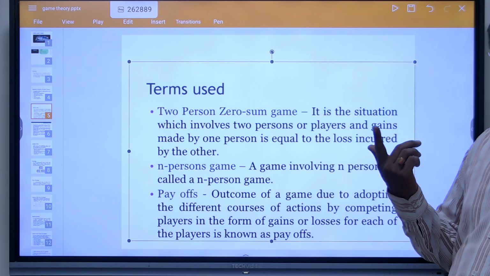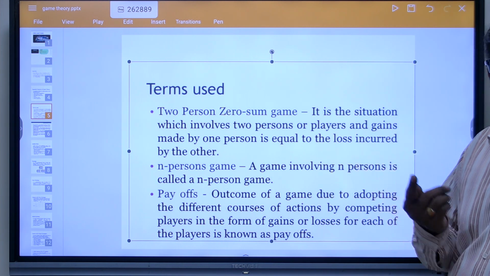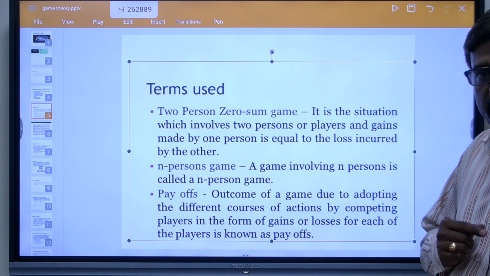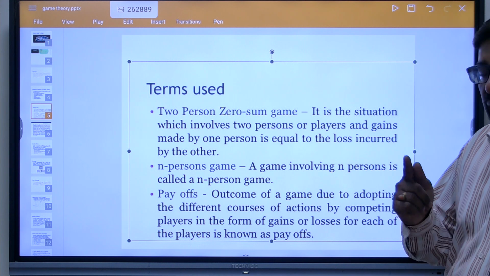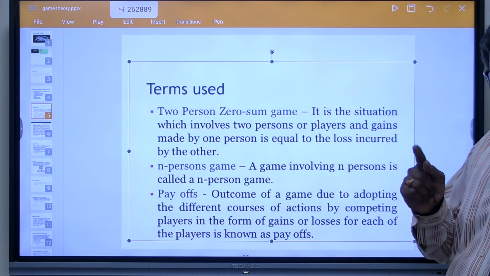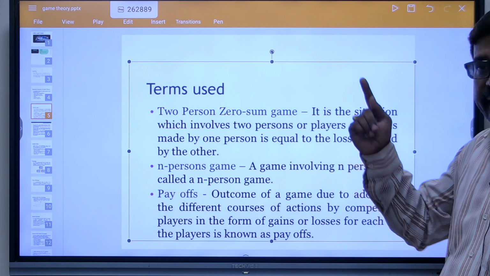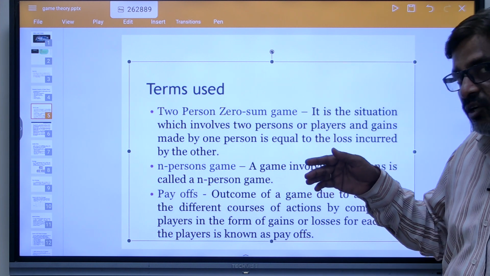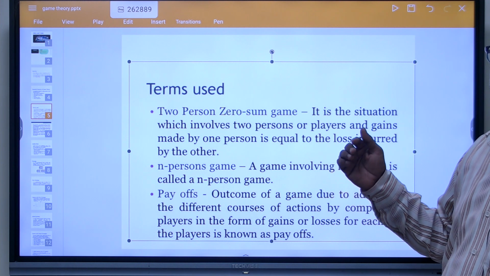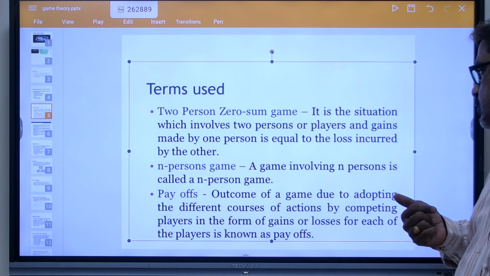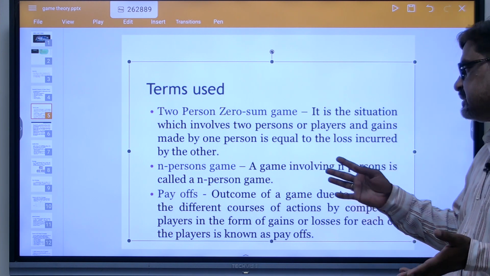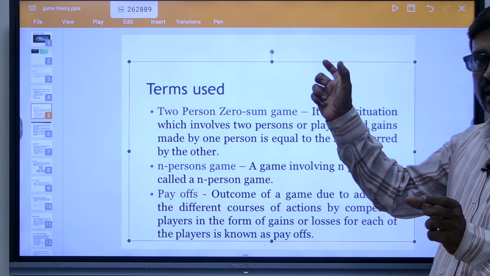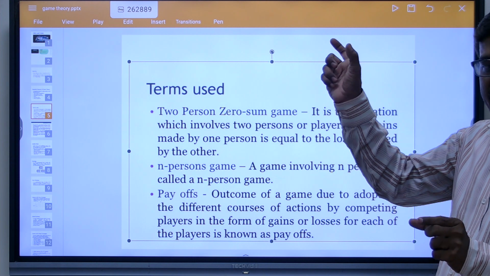Suppose player A and player B. A has the strategies A1, A2 and A3, and B has the strategies B1, B2 and B3. So, if A adopts the A2 strategy, what kind of strategy is adopted by B to compete, to minimize the losses or to maximize the gain? That complete matrix is the payoff matrix, obtained by the different strategies adopted by player A as well as B.